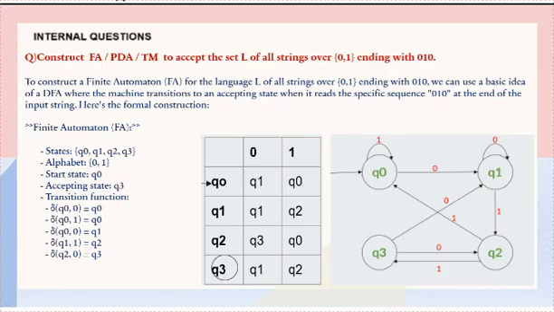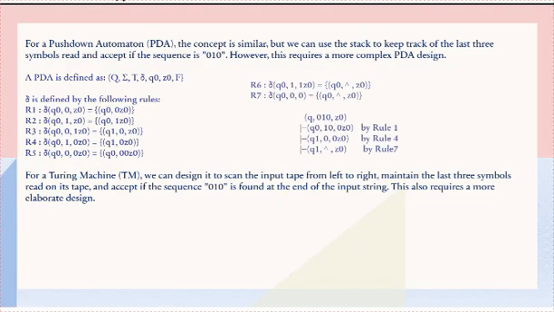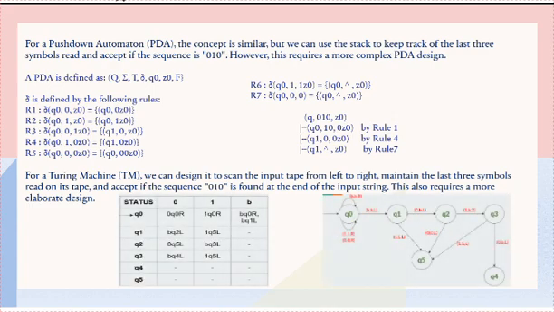Automata construction. In transitioning to automata, we construct a finite automaton, a push-down automaton (PDA), and a Turing machine (TM) to accept specific language sets. We also verify strings against these automata.